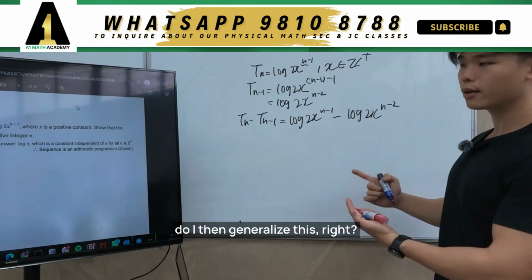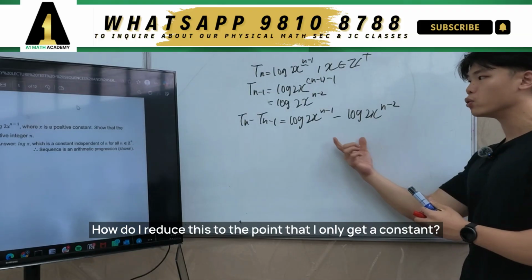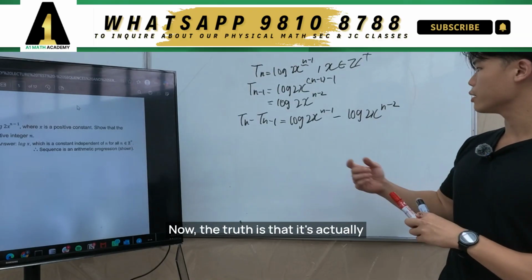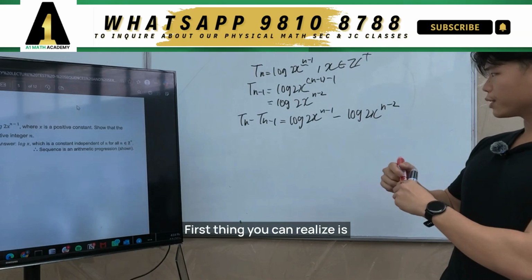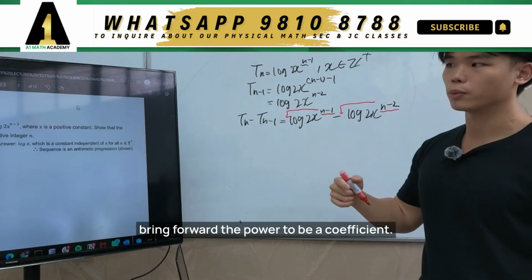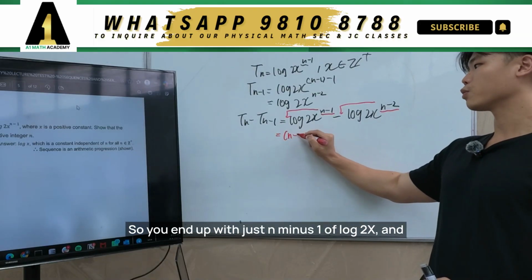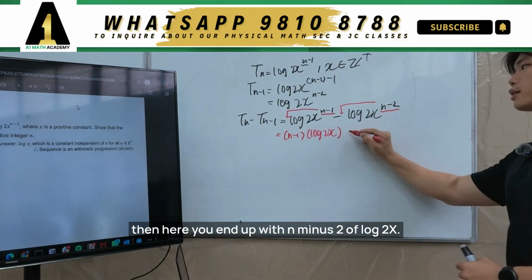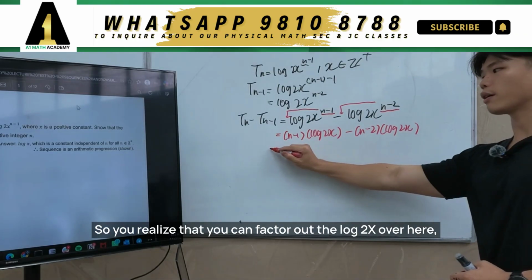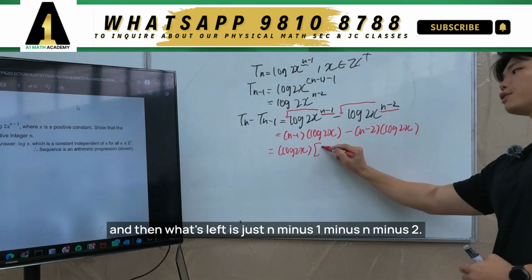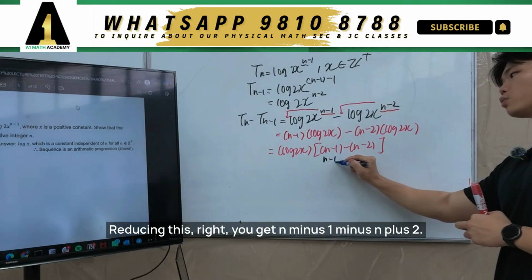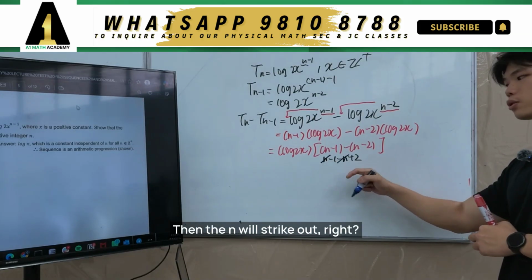Now, you might be thinking, how do I then generalize this? How do I reduce this to the point that I only get a constant? Now, the truth is that it's actually just your laws of logarithms. I'm going to show you why. First thing you can realize is that you can bring this forward. If you recall your laws of logarithms, you can bring forward the power to be a coefficient. So you end up with just n minus 1 of log 2x. And then here you end up with n minus 2 of log 2x. So you realize that you can factor out the log 2x over here, and then what's left is just n minus 1 minus n minus 2. Reducing this, you get n minus 1 minus n plus 2. Then the n will strike out, so you're just left with just 1.